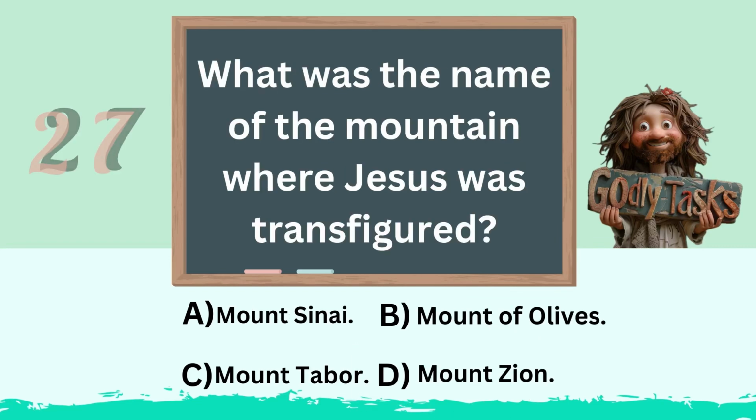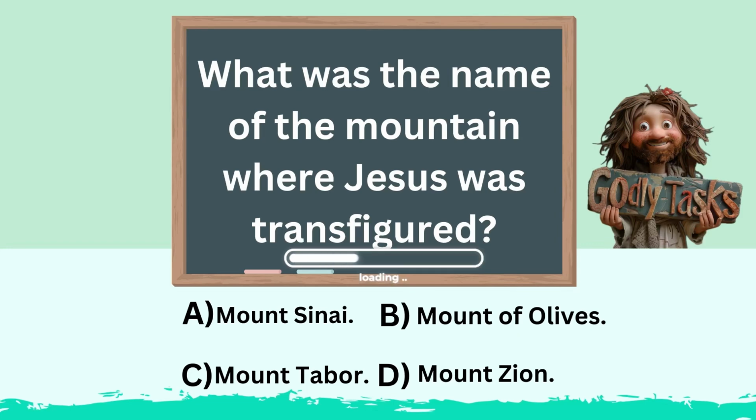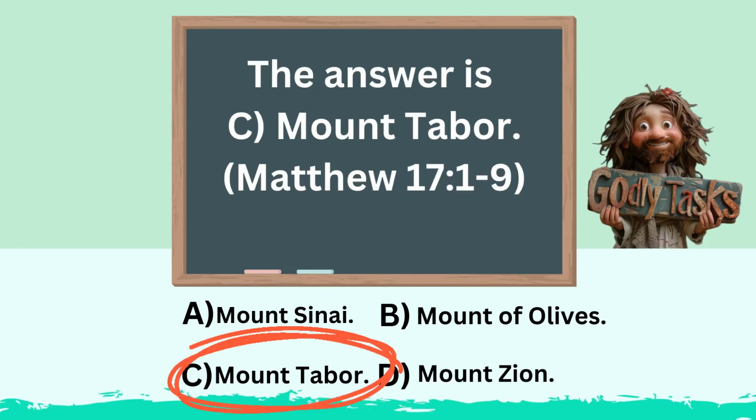Question 27. What was the name of the mountain where Jesus was transfigured? A. Mount Sinai. B. Mount of Olives. C. Mount Tabor. D. Mount Zion. The answer is C. Mount Tabor, Matthew 17:1-9.